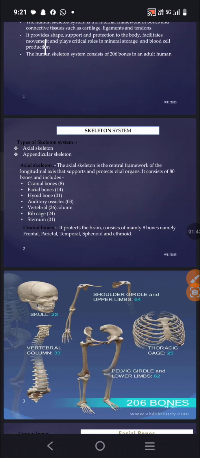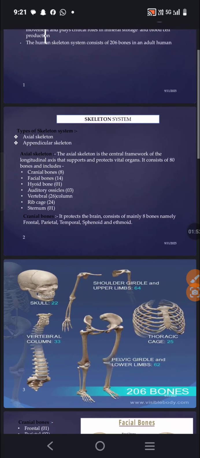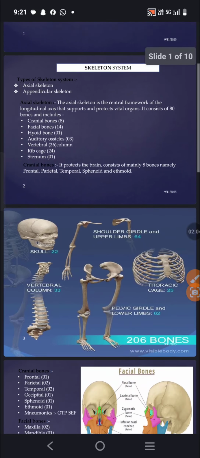Let us discuss them one by one. First, I would start with cranial bones. Cranial bones protect the brain. They consist of mainly 8 bones: frontal, parietal, temporal, sphenoid, and ethmoid.